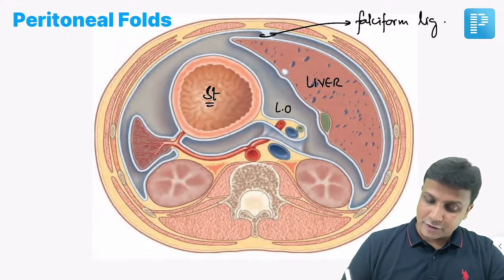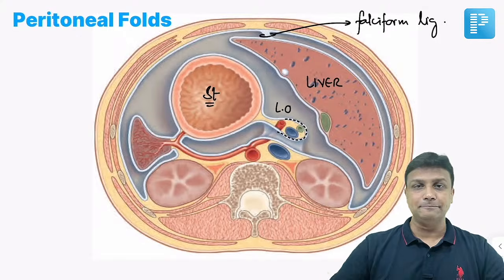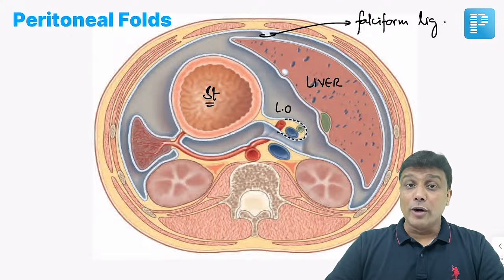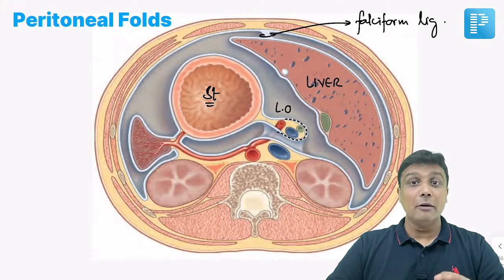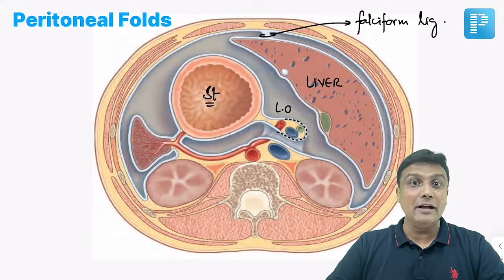This is the free margin of the lesser omentum, where you have the portal triad. You can clearly see the portal triad there. There will be the proper hepatic artery, portal vein, and the bile duct in that free margin of the lesser omentum, where you'll actually be doing that Pringle maneuver.